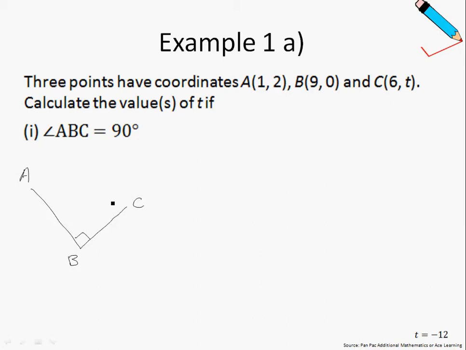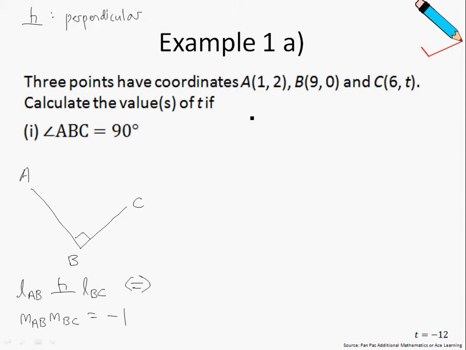From this very simple sketch, we can see that line AB is perpendicular to line BC. For those of you who are not familiar, this sign means perpendicular. Therefore, based on the previous statement, the gradient of AB times the gradient of BC should give me -1. This is true if and only if line AB is perpendicular to line BC.